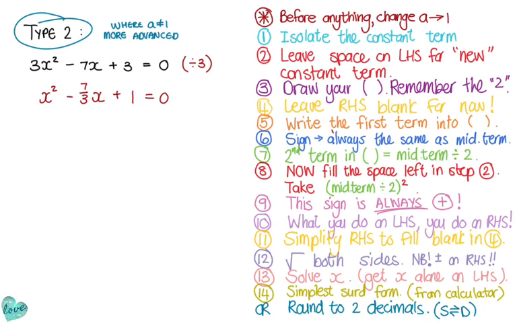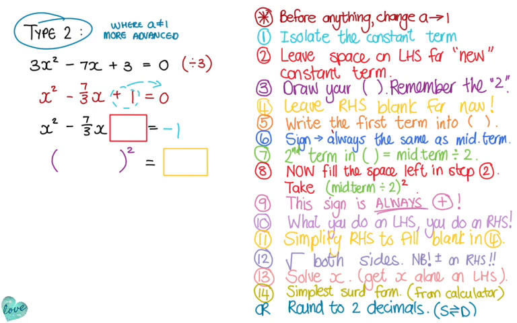Okay, so the first thing is that constant term needs to be moved over, isolated. Then it becomes -1. Next step, we leave that space open. We draw our bracket squared. We leave our right-hand side for now, and we start.